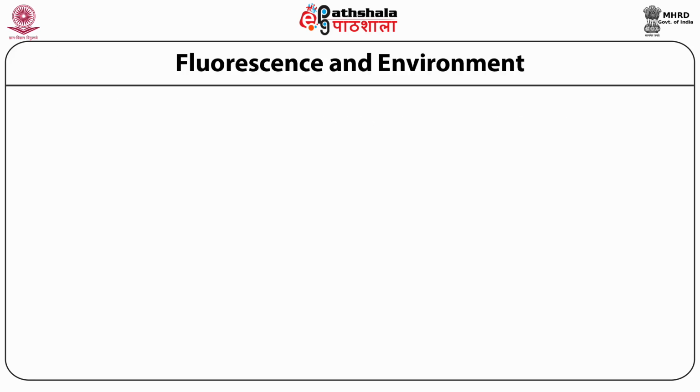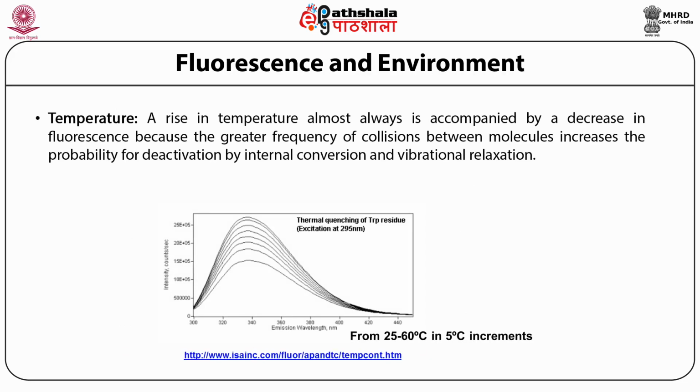We discuss the effect of environment on the fluorescence, and the first parameter is temperature. A rise in temperature is almost always accompanied by a decrease in fluorescence intensity, because the greater frequency of collision between molecules increases the probability of deactivation by internal conversion and vibrational relaxation. You can see here in the diagram that as the temperature increases from 25 degrees to 60 degrees Celsius, a decrease in fluorescence intensity is observed.